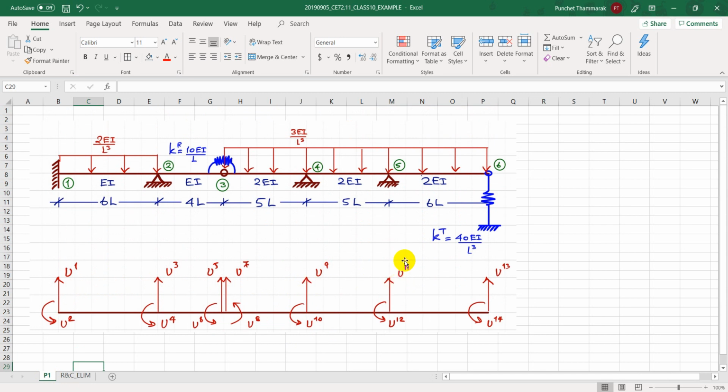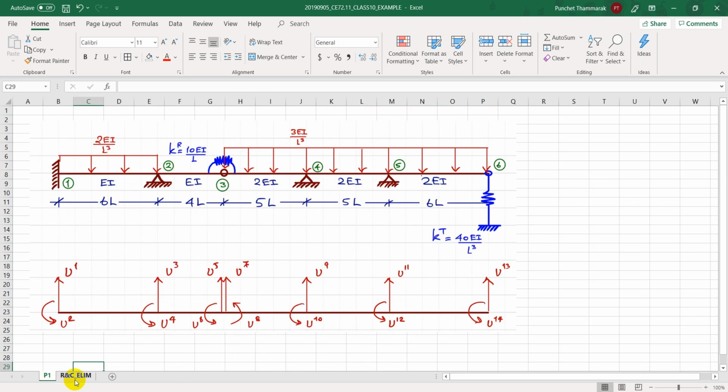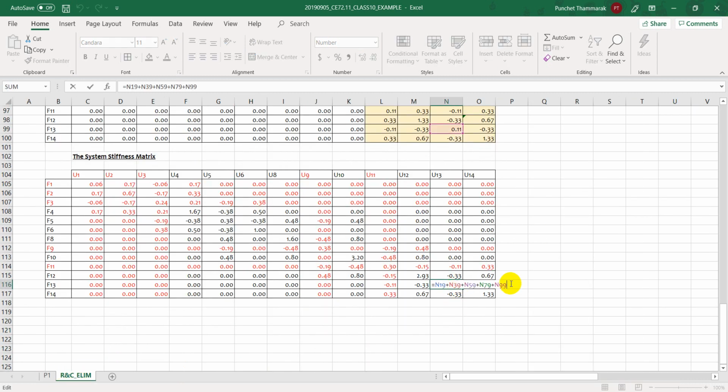Let's put the spring in there. This spring, we have the KT at number 13 being 40 EI over L. So number 13, right? 40 EI over L. Then you need to add the 40. At this point, it is scaled. All the things are scaled by EI over L square or EI over L cube or EI over L. So we just drop in the 40 that we have from the spring.